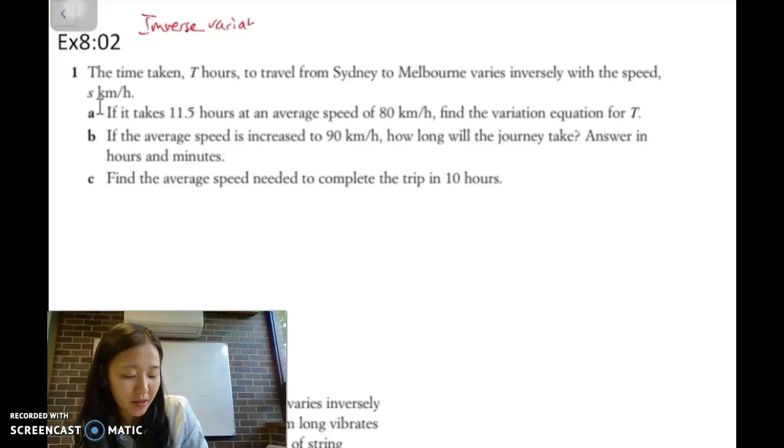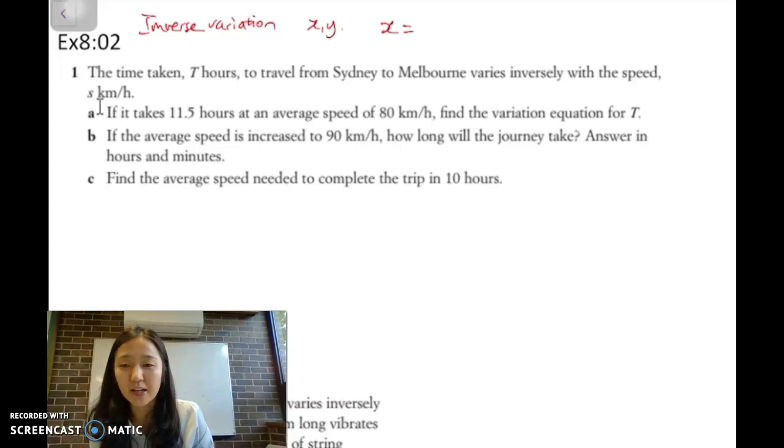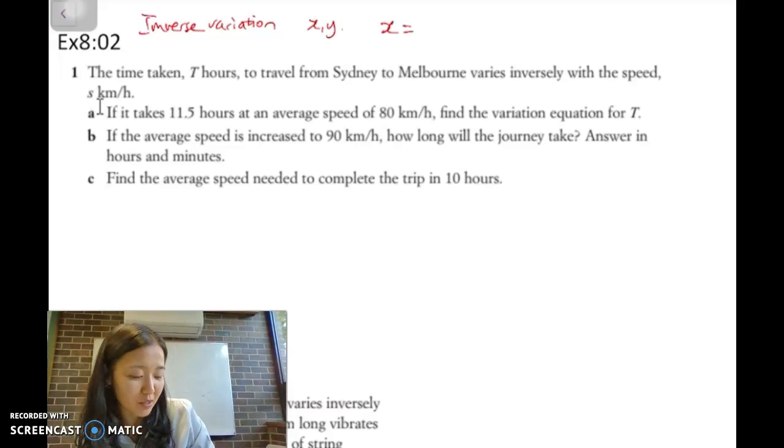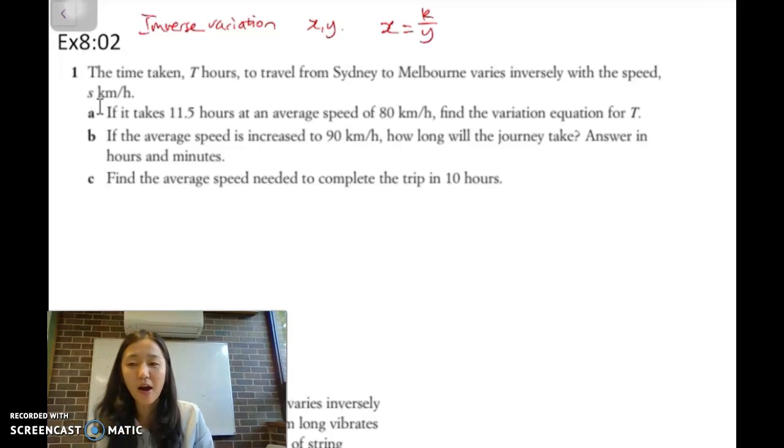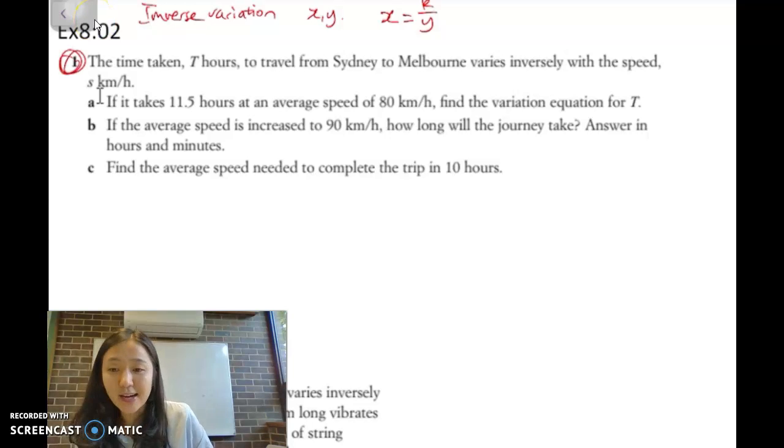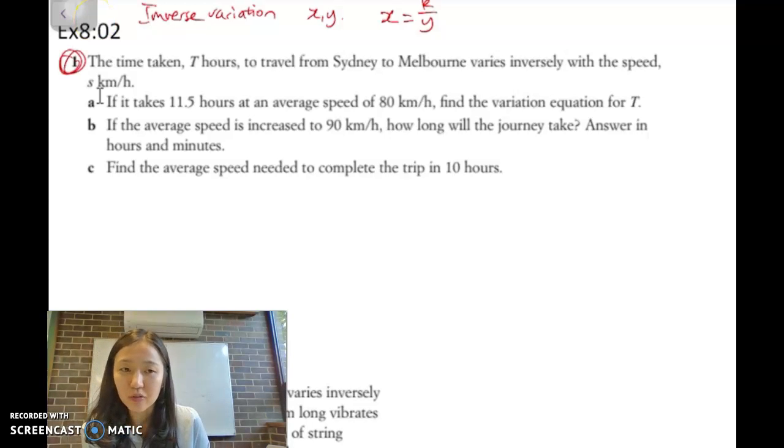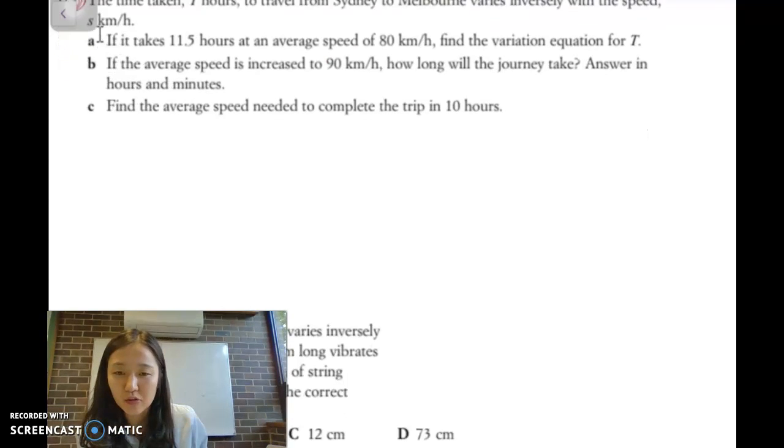variations. Remember, if two variables x and y are inversely related, we can immediately write this equation: x is equal to k over y. So don't get this confused with direct variation. It's a different equation that you get at the end. Now, question 1 was already covered in another video, so you need to look at that if you would like to have a look at the solution for that.